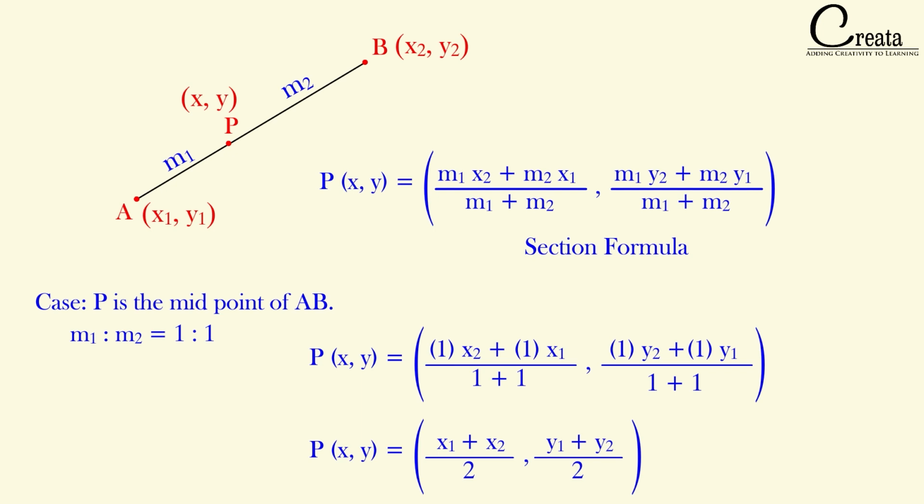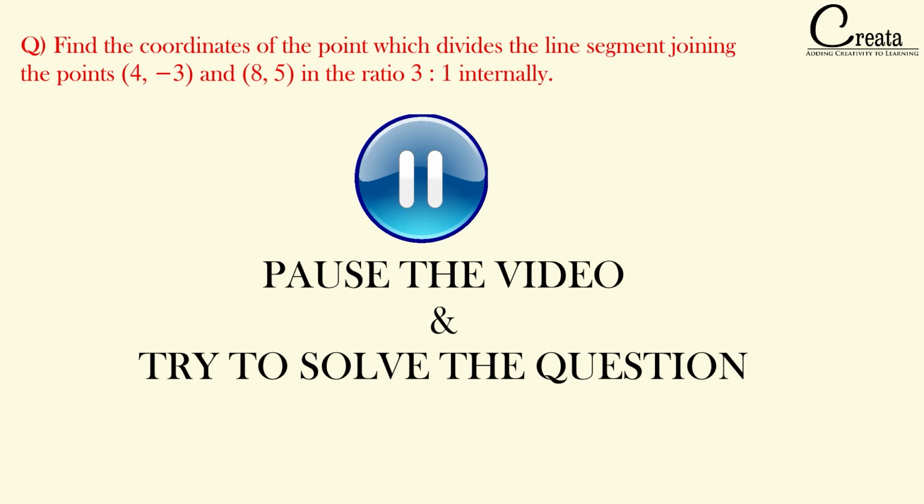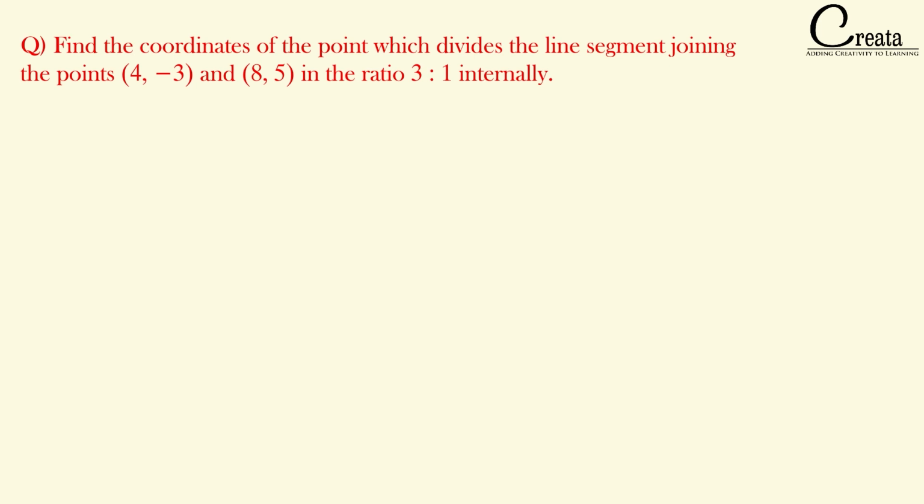Okay, so let's take some questions to show the implementation of the formula. The question is, find the coordinates of the point which divides the line segment joining the points (4, -3) and (8, 5) in the ratio 3 is to 1 internally. This question is talking about 2 points. The coordinate of the first point is (4, -3) and the coordinate of the second point is (8, 5). It is also talking about another point which is dividing the line segment joining these 2 points in the ratio of 3 is to 1, and we have to find the coordinate of this point.